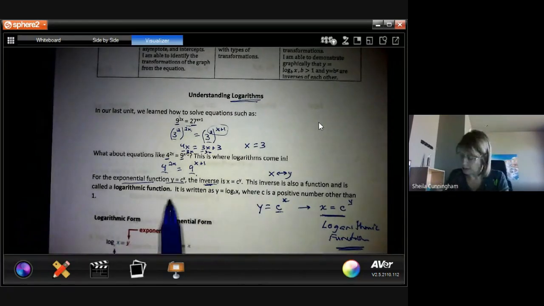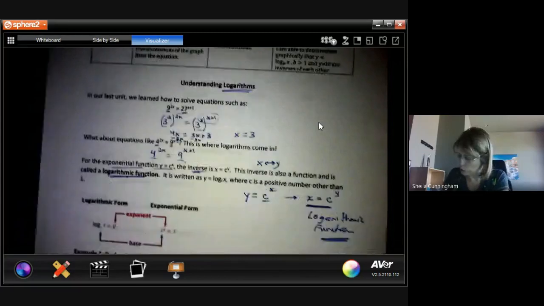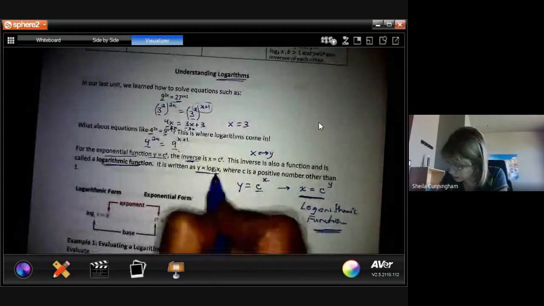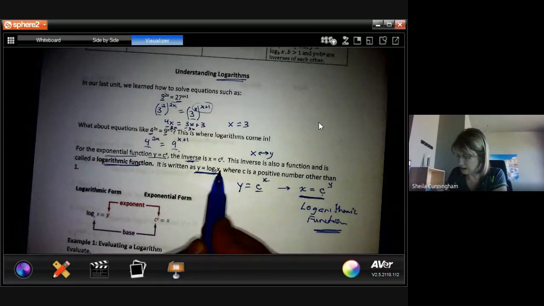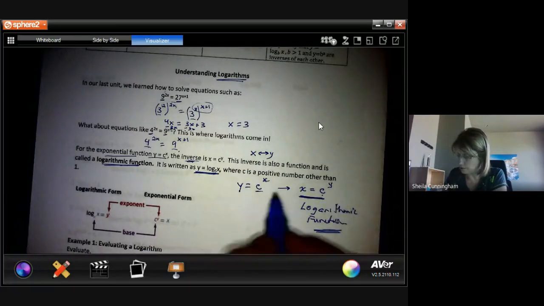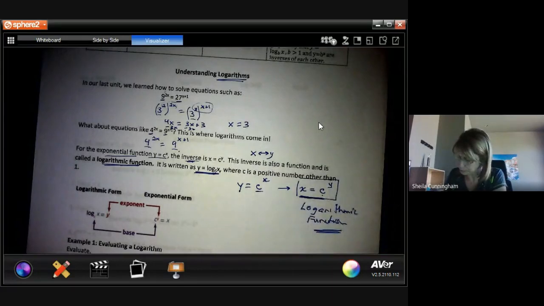One other thing to note is that our logarithmic function is simply the inverse of it like that, but it can also be written, and we will see it written like so, where y is equal to the log base c of x. So think about this. This is what we've got going on here.